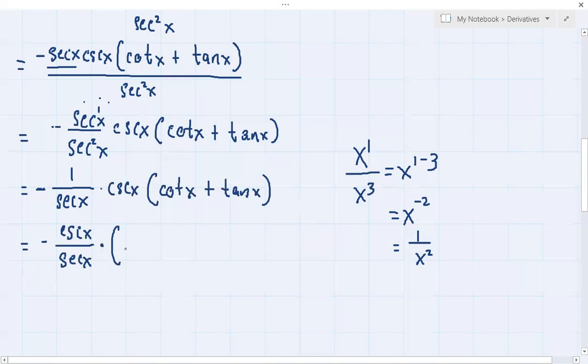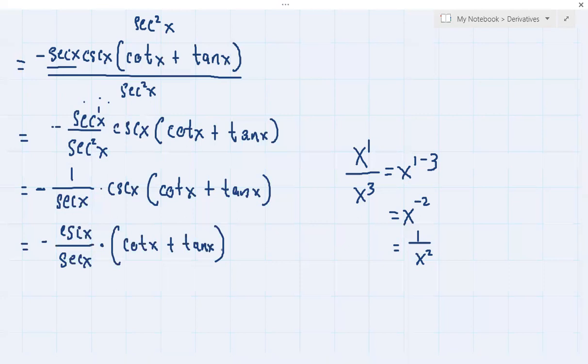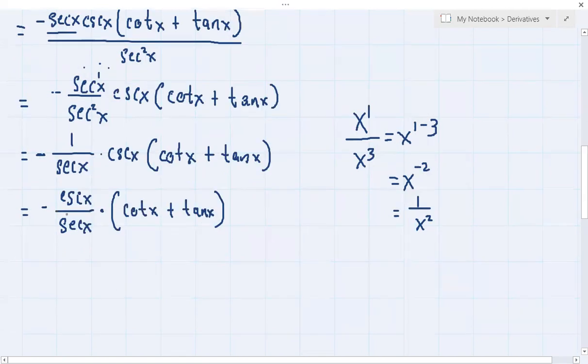So are we done? Okay, tapos na ba tayo? Well, to be fair, yes, tapos na. Pero hindi pa to simplified. Okay, hindi pa to simplified. So we can still simplify this one. Now, here's the thing though, how can we simplify this one?